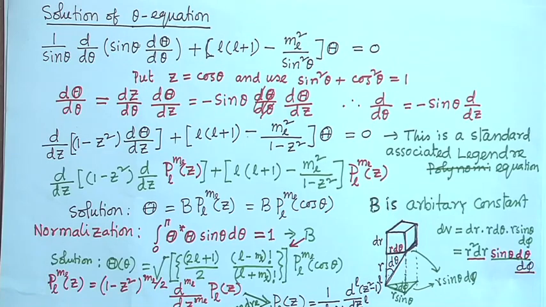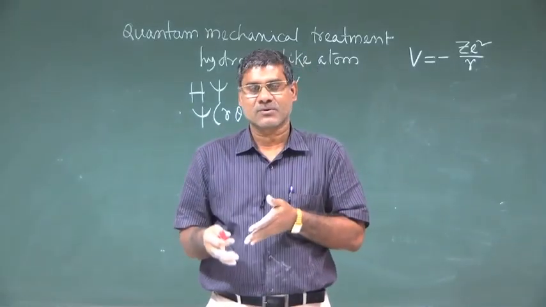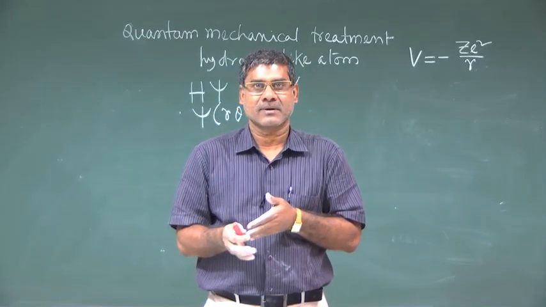So, note that for the phi equation the solution is quite simple, but for the theta equation and the r equation the solution is not very simple. One has to know really mathematical physics. You have to be familiar with some standard polynomials. So, from mathematical physics or from mathematics one can learn that.